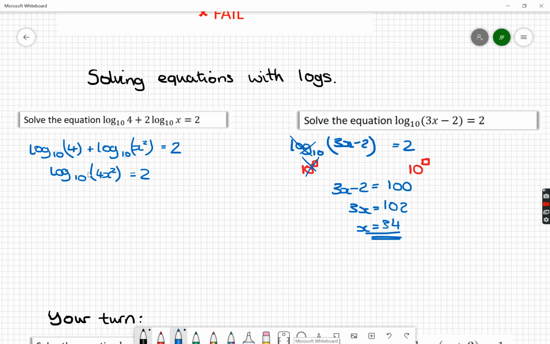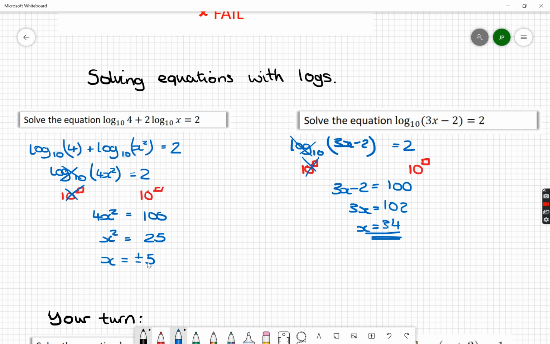Right, now I've got a single logarithm. The opposite to doing log base 10 is to do 10 to the power of both sides. Again, that 10 to the power cancels out the log 10. So I'm just left with 4x squared equals 10 to the power of 2 to give me 100. X squared will equal 25. So x can be plus or minus 5.